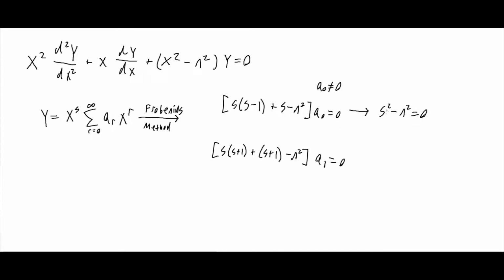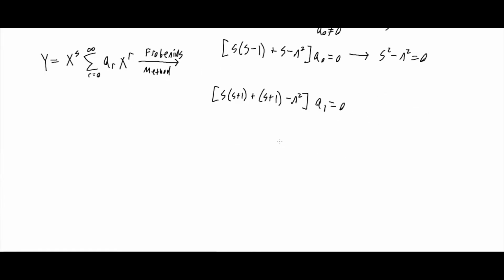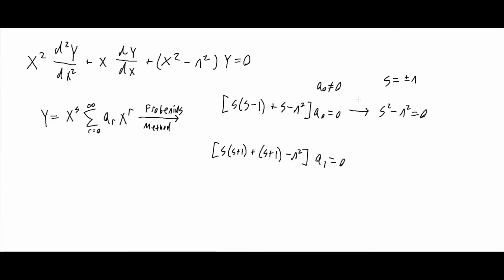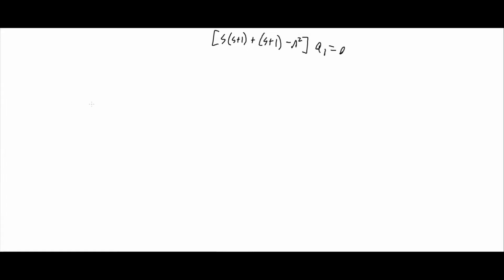So this gives us the indicial equation, and it's just some number squared minus some other number squared, so s is going to equal plus or minus n. And so we're going to get two different independent solutions based on which indicial equation we use. I'm going to go ahead and use the positive n, and then the procedure would be the same for the negative n, but I'll have a little bit more to say about that later on.